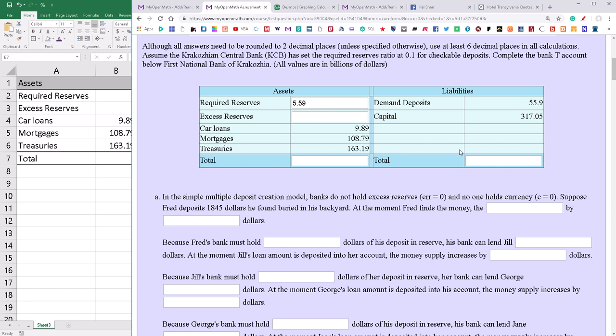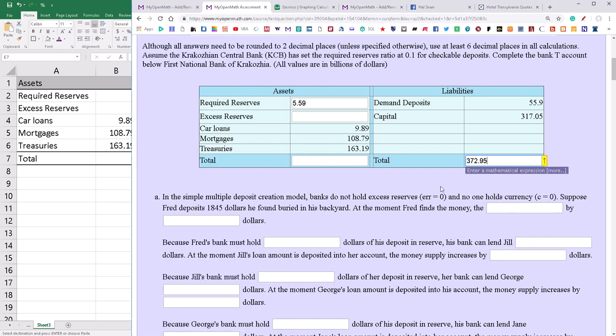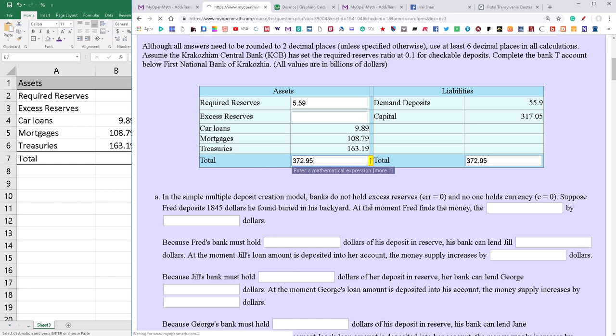Now, the thing about a T account is the right hand side has to add up and equal the left hand side. So to get this value here, we have to add these two together, and I do that in the spreadsheet over here. Equal sum. We get 372.95. I'm going to copy that over to Mob and Math, and then I'm going to copy it here too, because both sides again have to be equal. I'm going to hit enter.